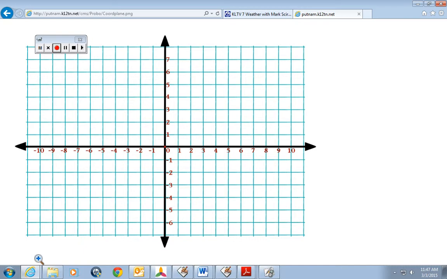Number 10 is y is less than or equal to x minus 5. Okay, so I'm going to graph this by starting at the point 0, negative 5, which is right here. That's my y-intercept. Now, what's my slope? 1 over 1. So I'm going to rise 1, run 1. Rise, run. So, now, is it a solid line or a dotted line? Solid line.